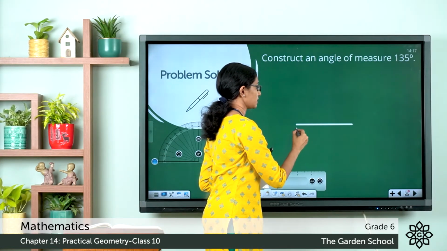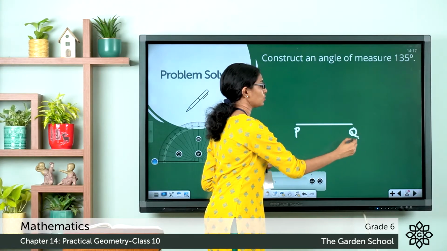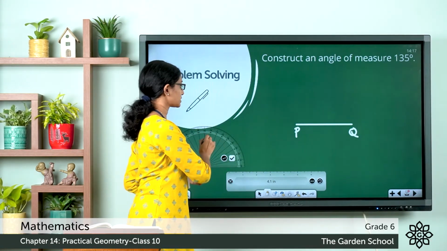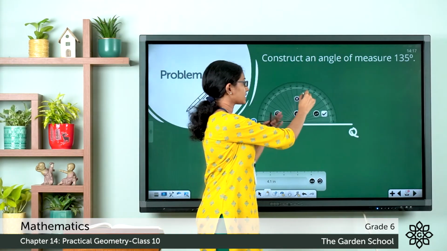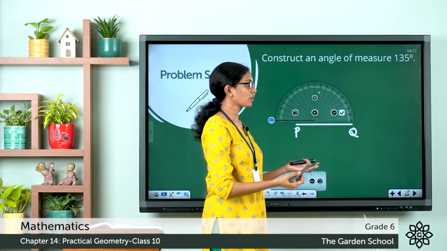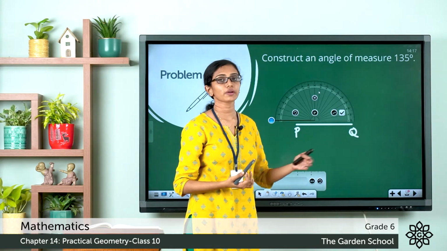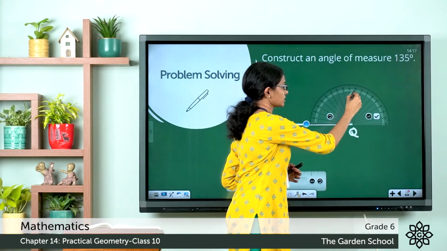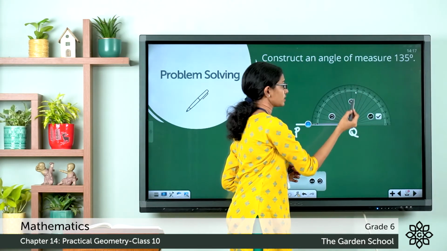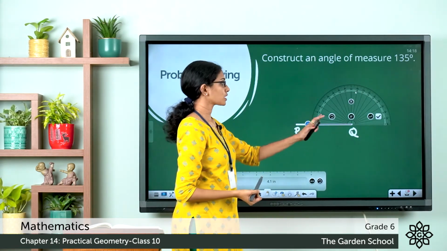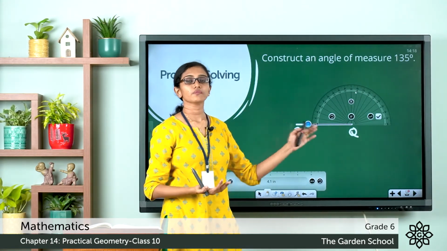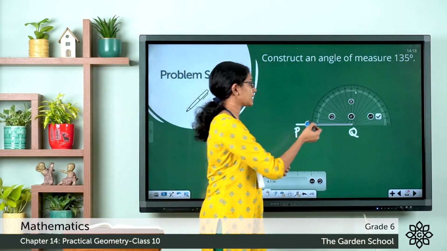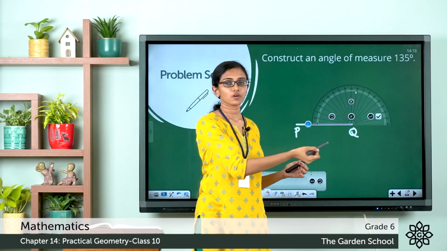Let this be PQ. Now the next step is to take the protractor. You can place it in such a way that the midpoint of the baseline coincides with any one of the two endpoints of the line segment. So here I am placing it such that the midpoint of the baseline coincides with the endpoint Q of line segment PQ.